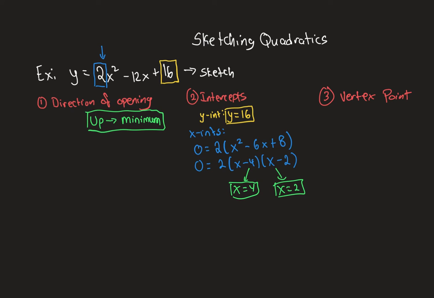All right, so for your vertex point, you can find it either of ways. You can either get the average of your x-intercepts and then substitute it into your equation to find your y, or you can use the minus b over 2a equation. In this case, because I've already gotten my x-intercepts, we already did that work, it's easy enough to solve it out the rest of the way. So let's find our average, 4 plus 2 over 2, which should be 3. This is our axis of symmetry.